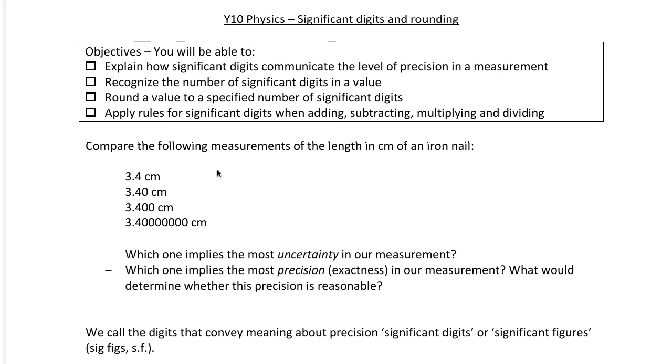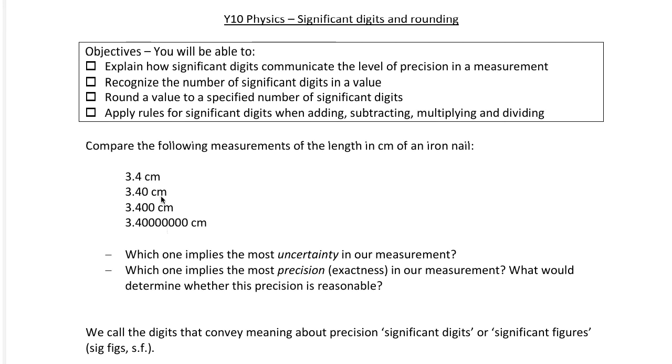Let's start by looking at an example. Imagine that we're measuring the length of an iron nail. Here are 4 possible ways we could report our measurement. We can ask which of these reports implies the most uncertainty and which implies the most precision or exactness in our measurement.